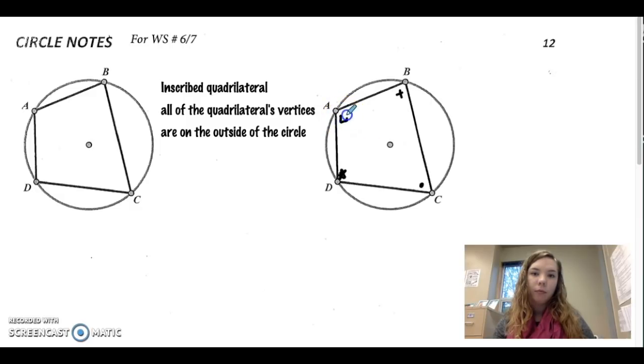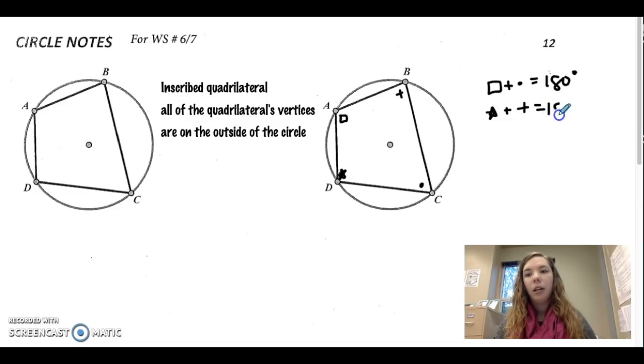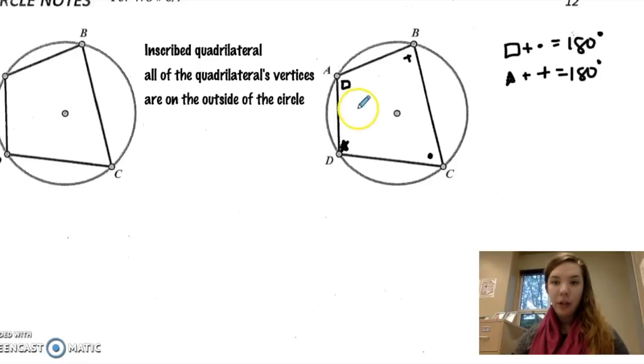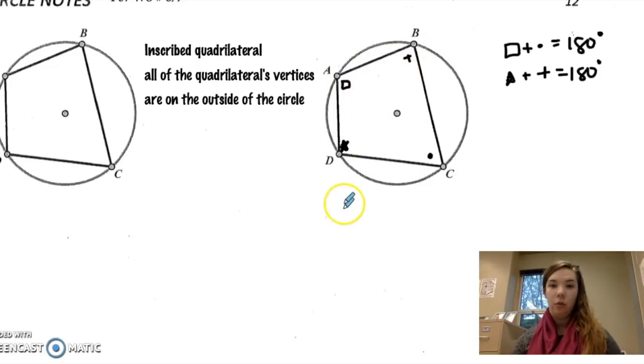the opposite ones, like here my square plus my dot is 180, or my star plus my plus is 180. The angles that are diagonal from each other are 180. I'm going to go ahead and show you why this works.